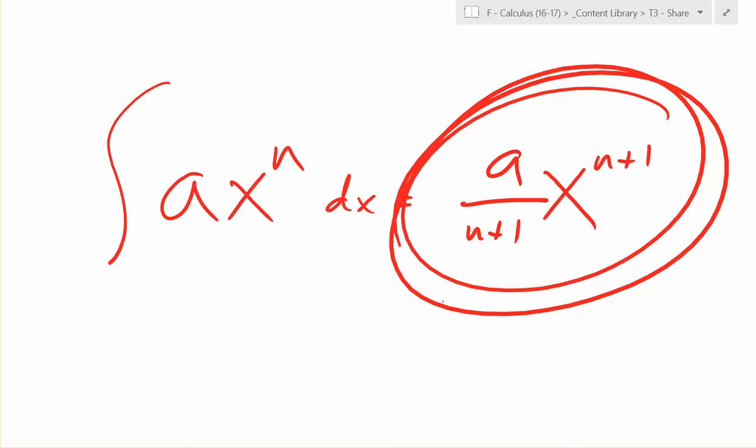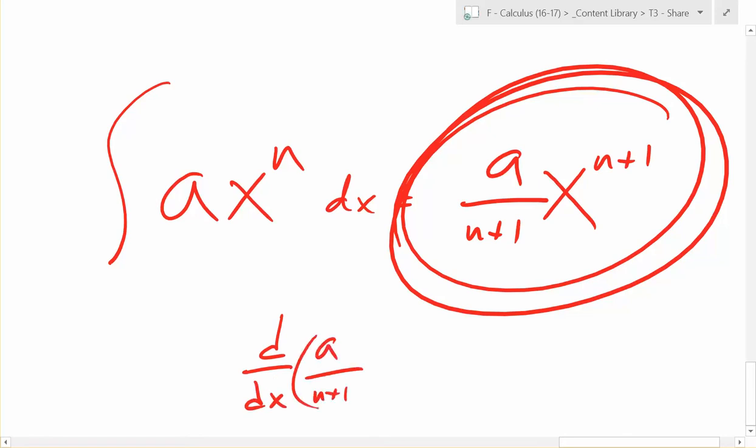And then what happens to the power when you take the derivative? It goes down by 1. The derivative of a over n plus 1 x to the n plus 1 is ax to the n. That's where it comes from. So this is the one type of integral you know how to do.